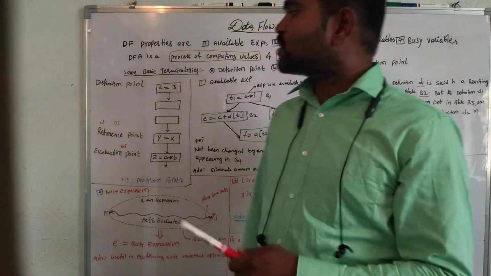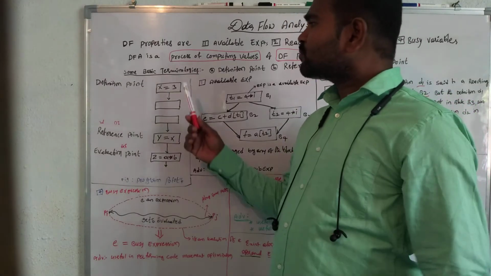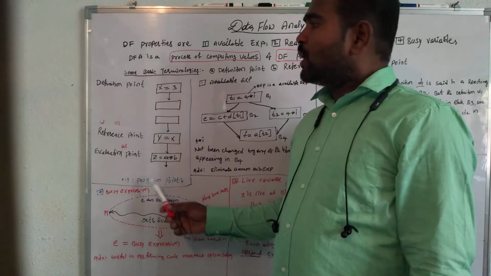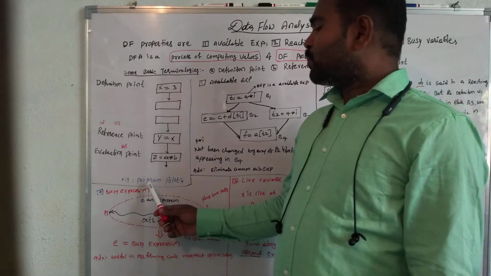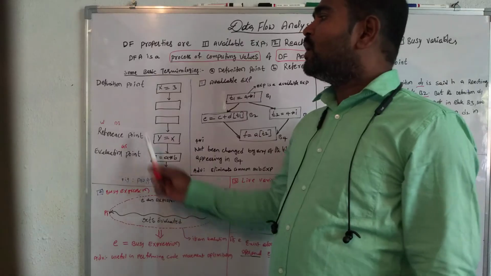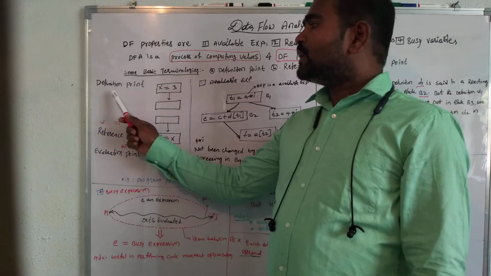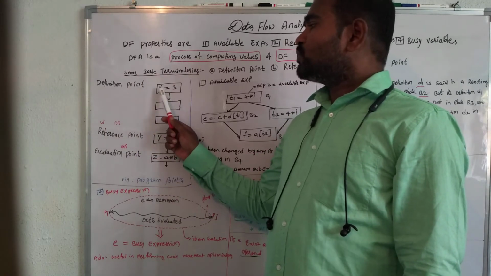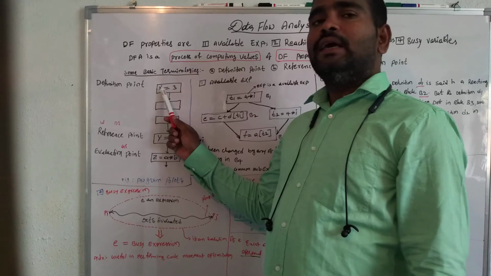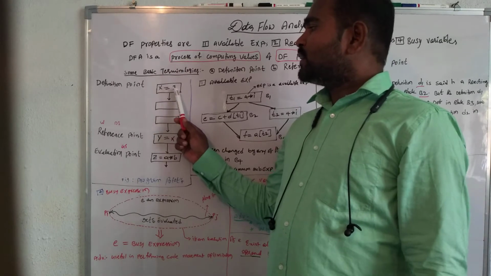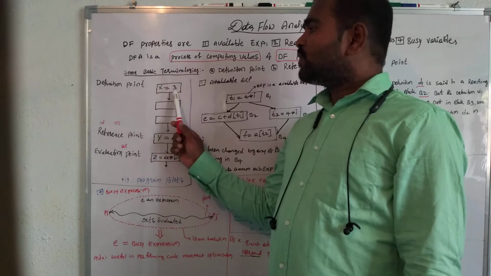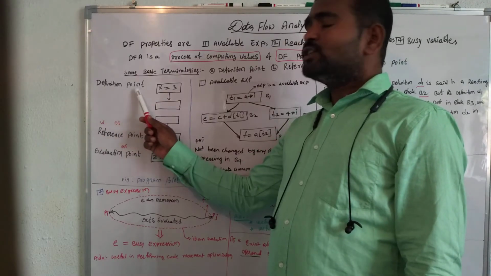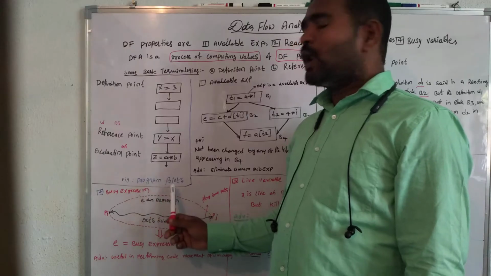Before that, I introduce some terminology about programming points. The programming point containing the definition is called the definition point. Something like this: x equals 3. Here x is defined as 3. This kind of expression is called the definition point in our programming points.